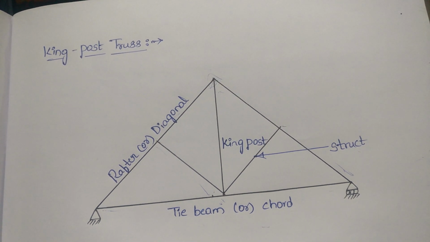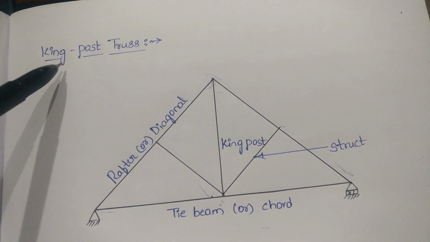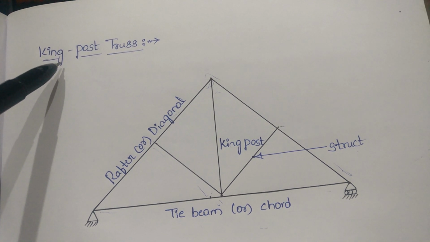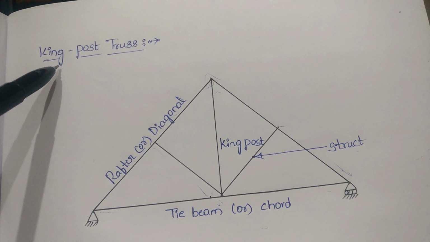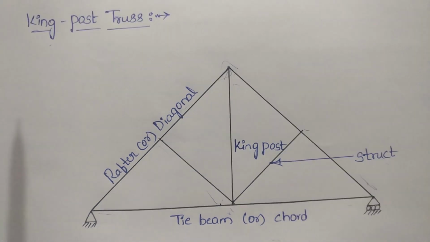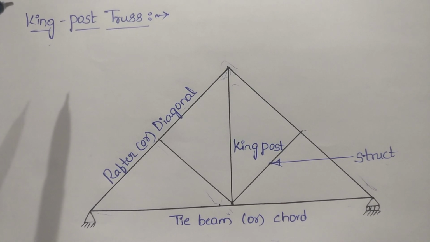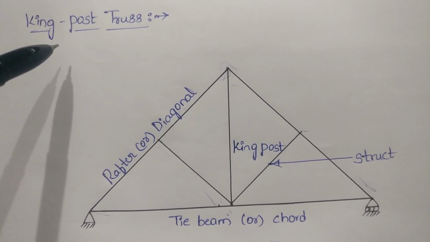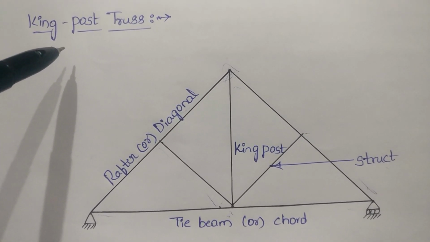The oldest surviving roof truss in the world is the king post truss. The king post truss is suitable for a span of 5 to 8 meters. Now let us see some live structures of king post truss.